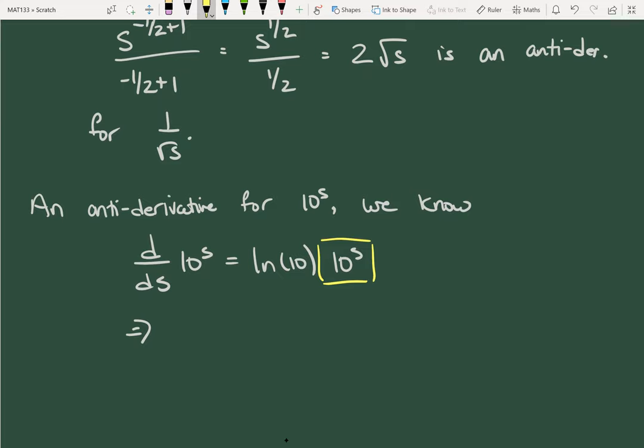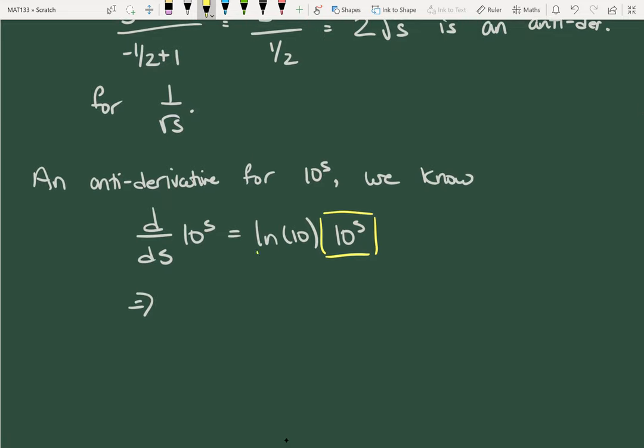Isn't the antiderivative 10 to the x over? Yes, it is. So Sarah, this is what I'm actually saying. What I need to do is take this ln 10 and put it on the other side. But when I do that, I have to divide by it, right?